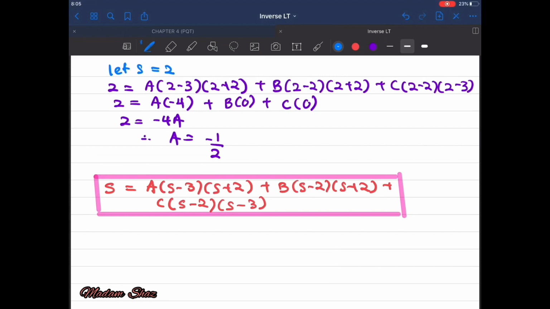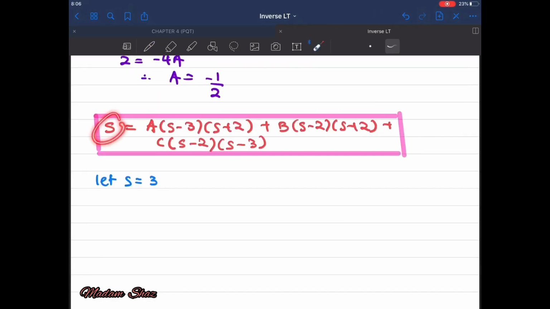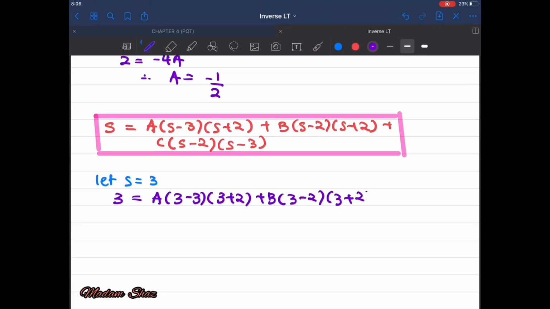So now substitute the second value of S. Let S is equal to 3. On the left hand side, S will become 3. 3 is equal to A multiply S minus 3, S plus 2, 3 minus 3, 3 plus 2, plus B multiply S minus 2, S plus 2, 3 minus 2, 3 plus 2, plus C multiply S minus 2, S minus 3, 3 minus 2, 3 minus 3.